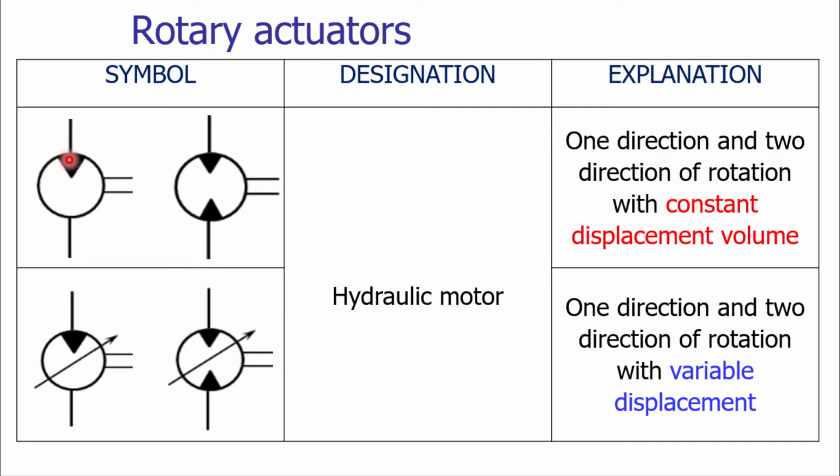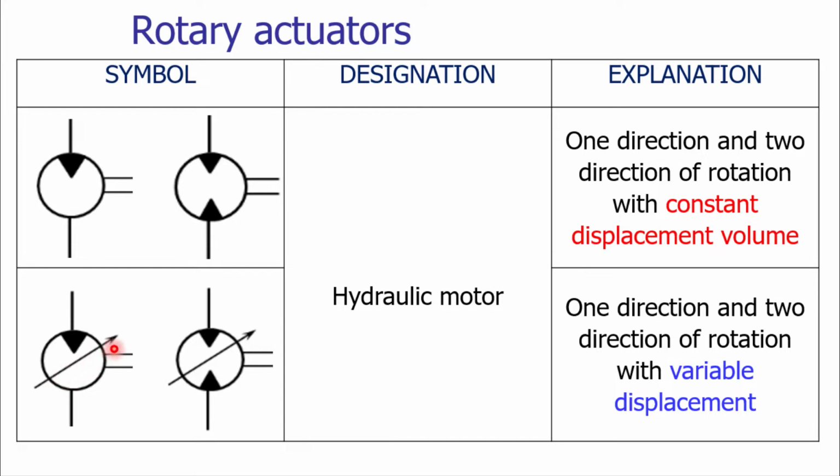The triangle is a filled in triangle, so when only one triangle is represented, the meaning is that the motor is allowing only one direction of rotation. The two parallel lines are designating the constant displacement volume. If we are using two filled in triangles for the hydraulic motor, that means it is providing us the two-way direction of rotation. And the two parallel lines for the second schematic representation is giving us the information that it is also a constant displacement volume hydraulic motor.